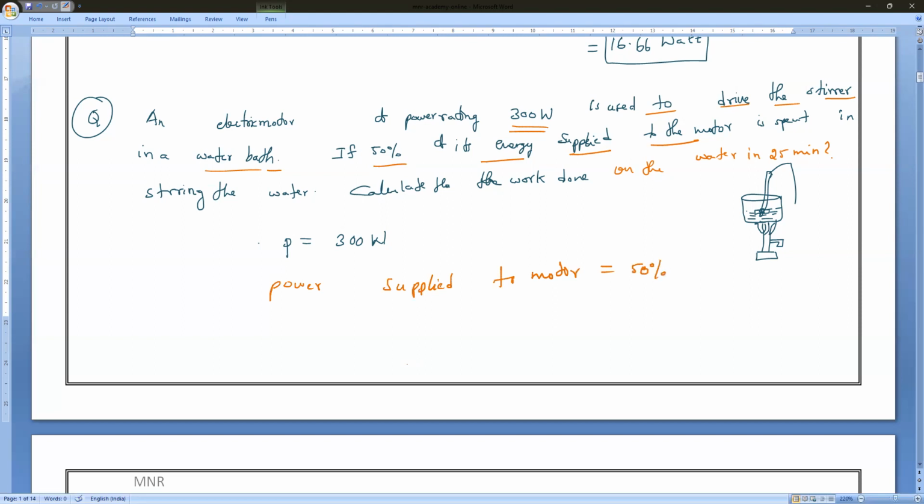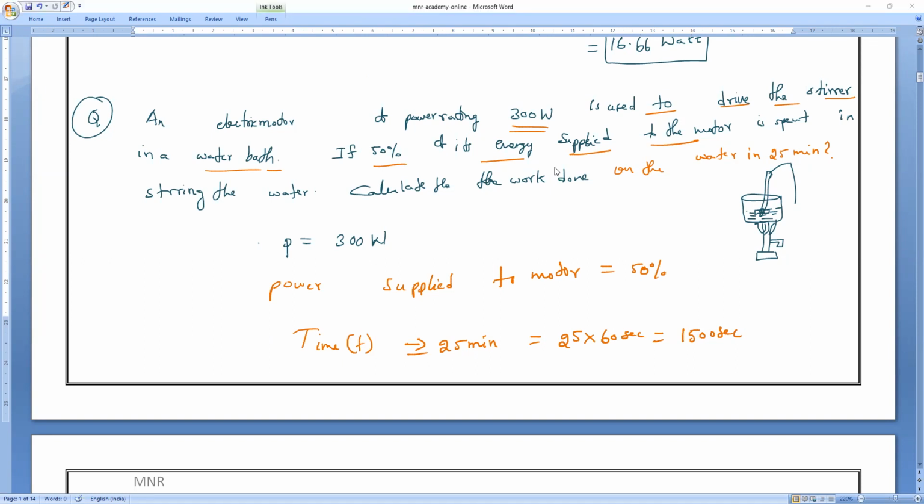50%. And the time taken is 25 minutes. 25 minutes means 25 into 1 minute, which equals how many seconds? 60 seconds. So 25 into 60 equals 1500 seconds. Getting information from the given data always matters. Prithvi, wrong answer. Verify again. Everybody try, that is what is needed.